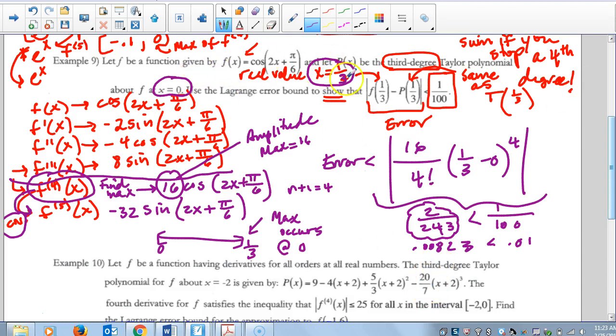They give you everything. They don't tell you to find the error. They give you an error and they say, where do you stop? What is the maximum error in stopping there? So you have to recognize that 1/3 is the value that we're interested in. It's at 0, so 0 minus 1/3, or 1/3 minus 0. In this case, it doesn't make any difference because I'm going to be taking absolute values.